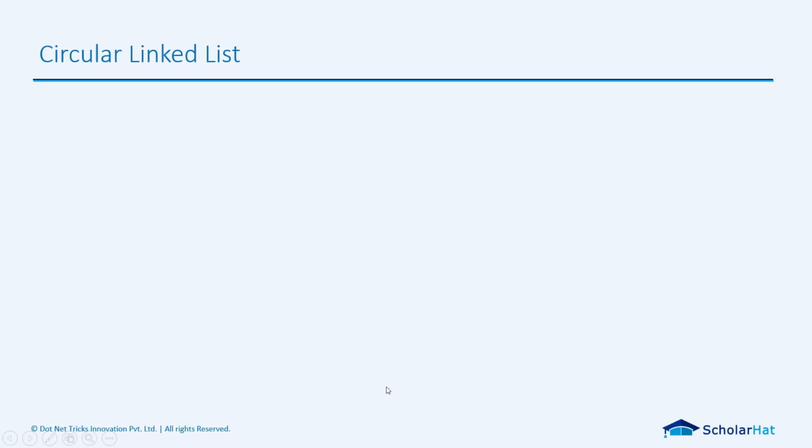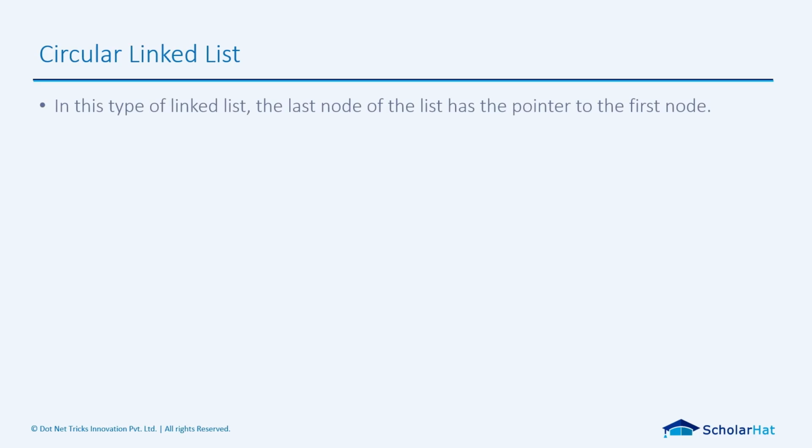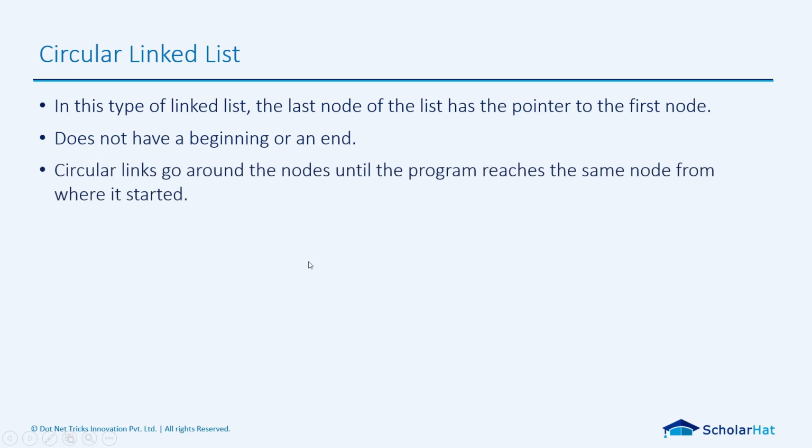So the next thing we're going to see is the circular linked list. So what is this linked list? In this type of linked list, the last node of the list has the pointer to the first node. It means it's going to make a circle, so it does not have a beginning or an end.